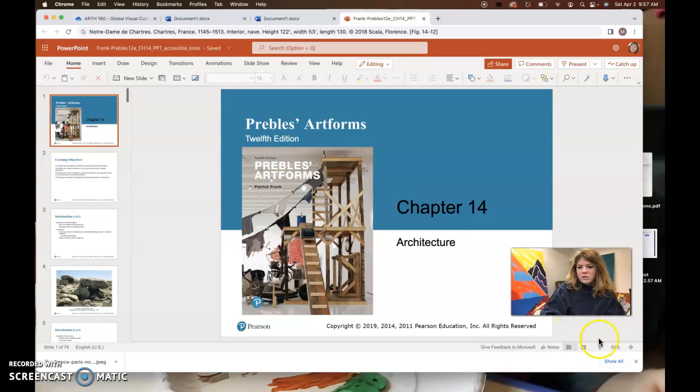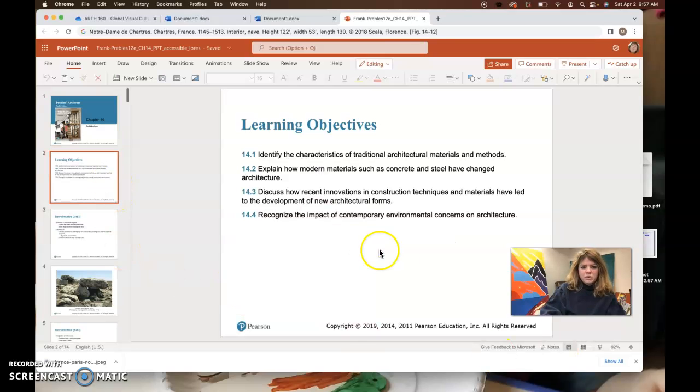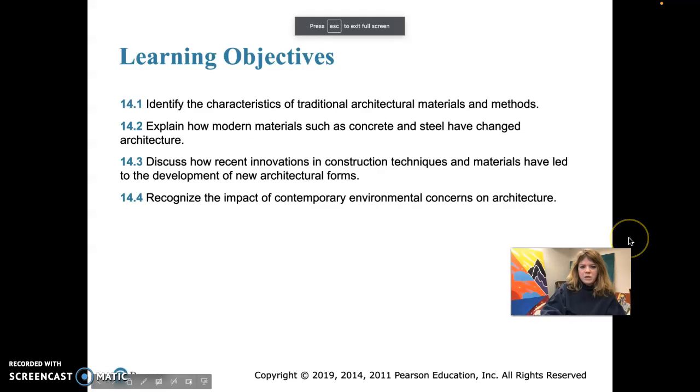So this is going to be the lecture on Chapter 14, Architecture. These are the learning objectives. Take a look at those at the beginning of the chapter in your book.